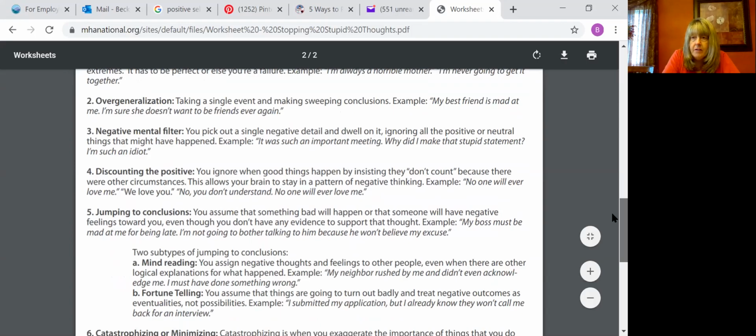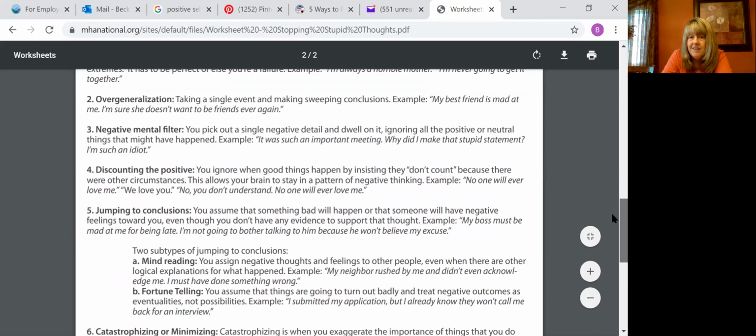One is mind reading. You assign negative thoughts and feelings to other people, even when there are other logical explanations for what happened. So you may think, my neighbor rushed by me and didn't even acknowledge me. I must have done something wrong. Somebody else could actually just be in a hurry. They could have an emergency. You don't know what's going on in that person's life. But if they rush by you and don't speak, then you assume that they're mad at you, or you've done something to irritate them.